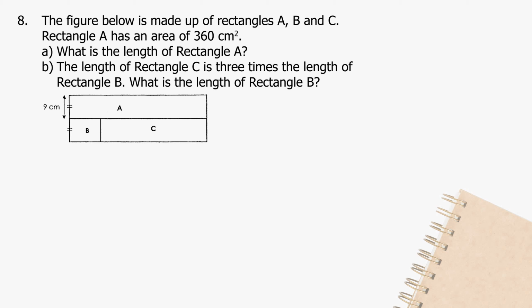Question 8. The figure below is made up of rectangles A, B, and C. Rectangle A has an area of 360 square centimeters. A. What is the length of rectangle A? B. The length of rectangle C is 3 times the length of rectangle B. What is the length of rectangle B?